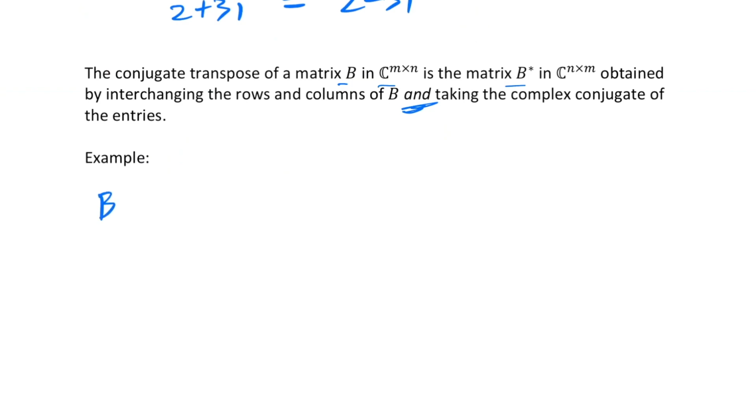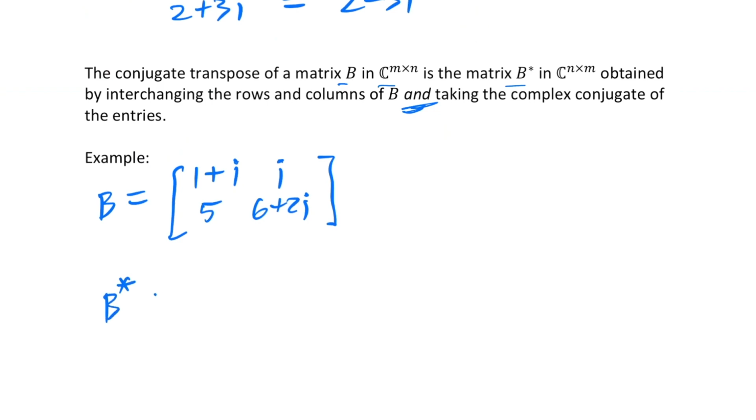Suppose B was this matrix, 1 plus i, 5, and 6 plus 2i. If I was to take its conjugate transpose, so I'll go B star, it's going to be this. I've got to make the first row the first column, so it becomes 1 plus i, but don't forget you also have to take the conjugate here. So it becomes, reading up and down, 1 minus i.